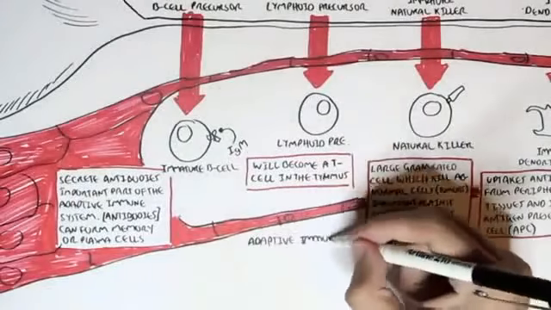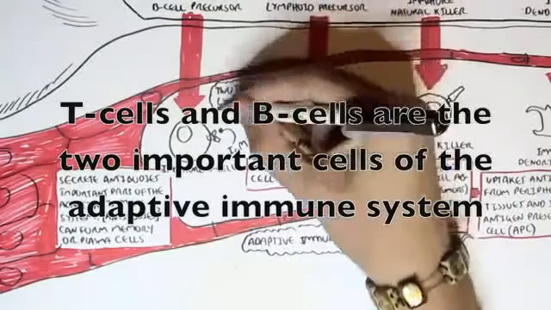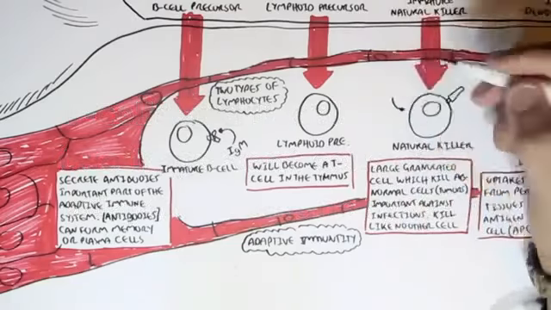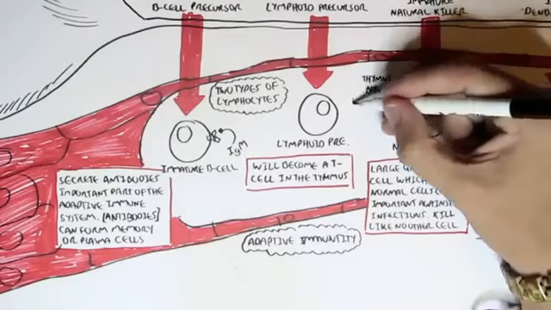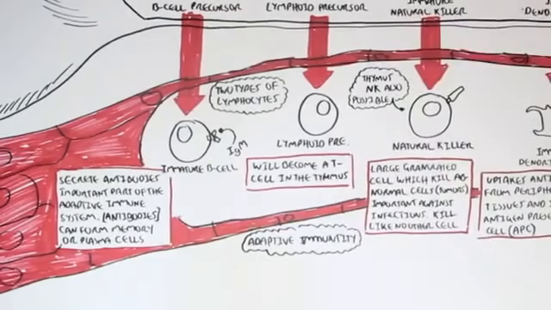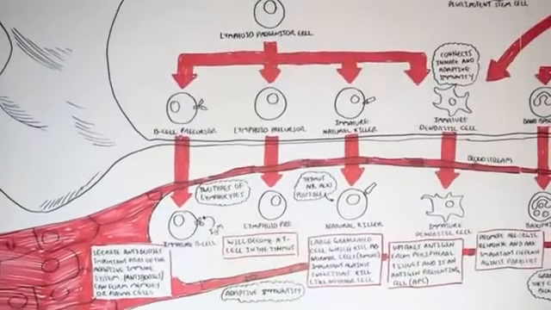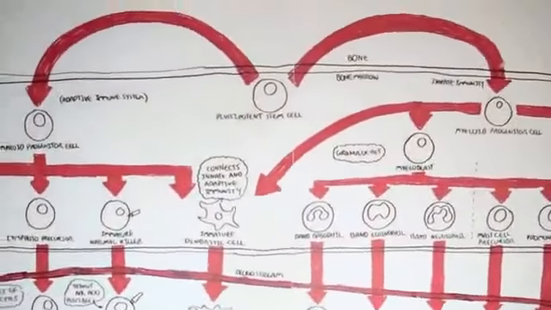A point to make is that the T cell, the soon-to-be T cell, and the B cell are the two important lymphocytes which are part of the adaptive immune system. Another interesting thing is that the natural killer cells can not only arise from the bone marrow, but they can also arise from the thymus, from the lymphoid precursor cell which travels to the thymus. That's something interesting to note, but we'll just say for now that the natural killer cells come from the bone marrow.